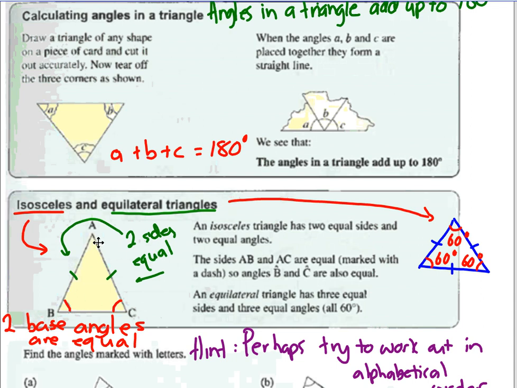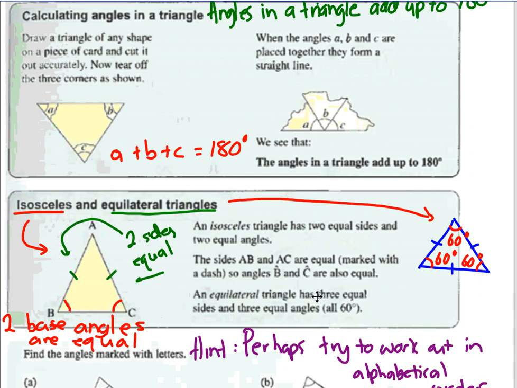The sides AB, so notice we call this line here AB because it connects point A to point B. We call this length AC, because it connects point A to C. So sides AB and AC are equal, and they're marked with a dash. I quite often will call them sticks. So angle B and angle C, written with a little hat on them, are also equal. So that's an isosceles triangle.